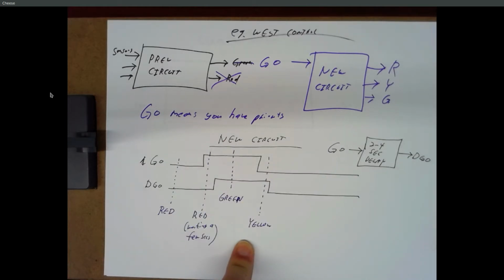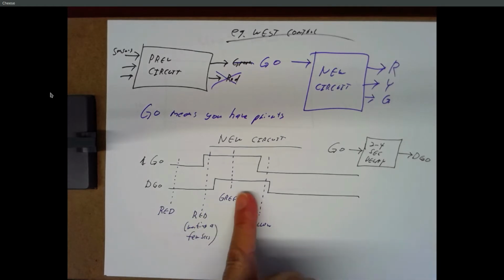Wait, so we turn yellow on after red? I'm sorry, after green. After green, if you're losing permission, we go to yellow for a few seconds, then we go to red. Right? If we're red, we go straight to green after a few seconds.